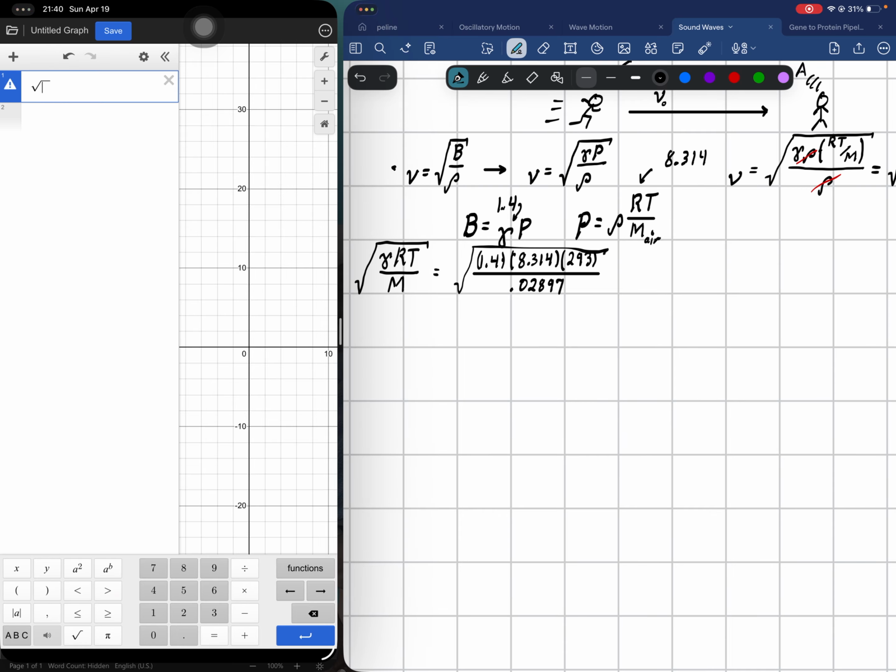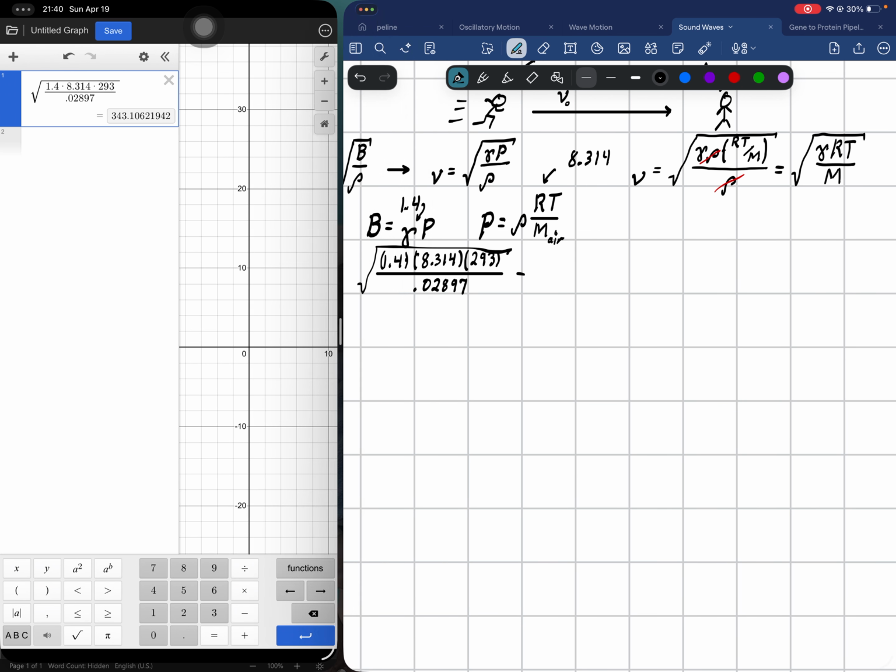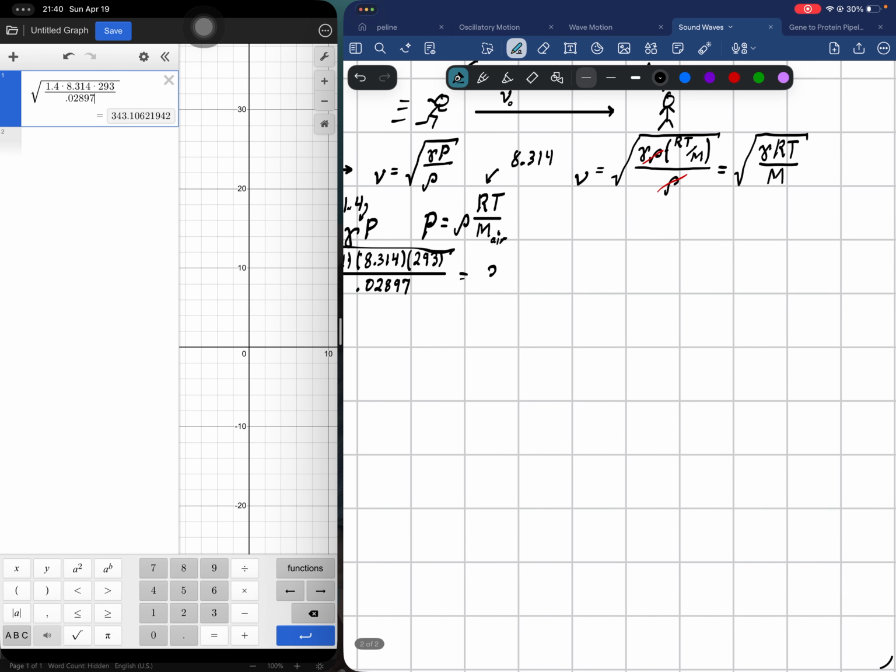So the square root of 1.4 times 8.314 times 293, all of that divided by 0.02897. I'm going around because I don't want to use all of those values. So we're going to say that this is approximately 343. That's the speed of sound. Now we have that.